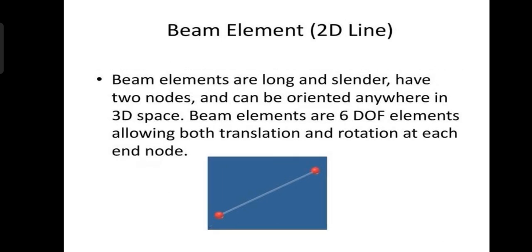Coming to the beam element, that is also a 2D line. The beam elements are long and slender, have two nodes, and can be oriented anywhere in 3D space. Beam elements are 6 DOF elements, allowing both translation and rotation at each end node.